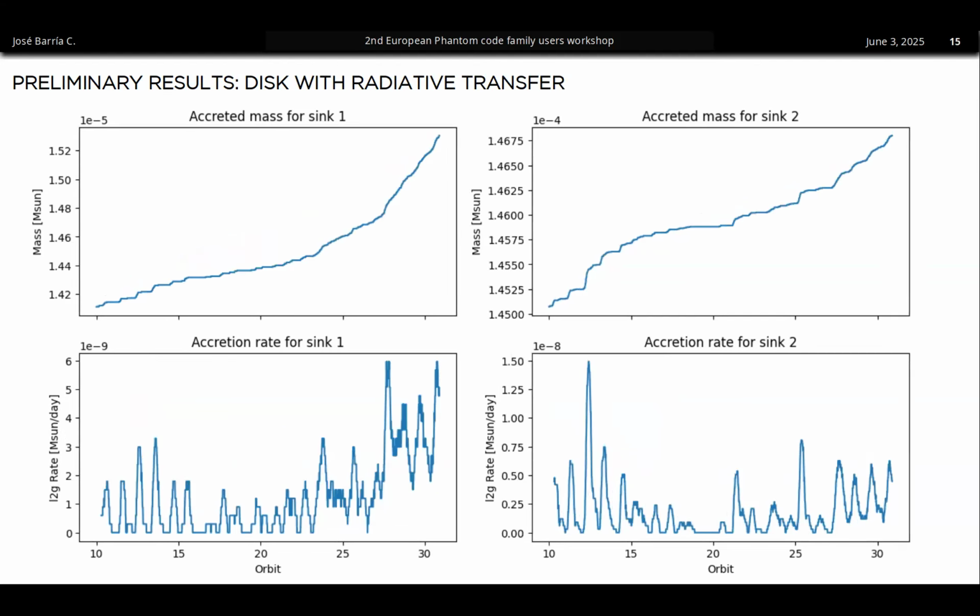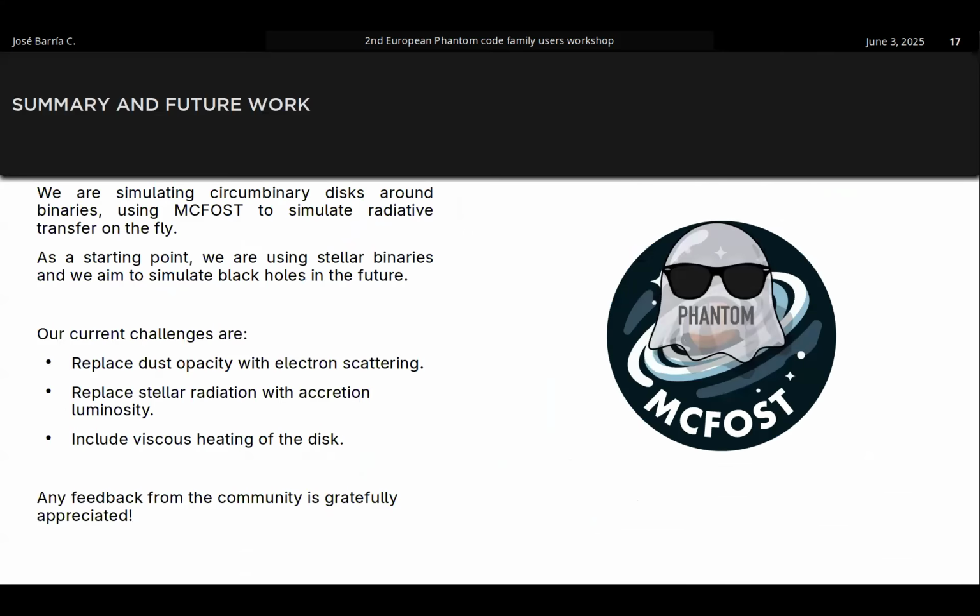As I mentioned, this is very early stages. We started this project about 2 months ago, so we haven't had much time to work and refine parameters. Also, all the examples you saw were for stars. They are not black holes yet; they are just solar mass stars.